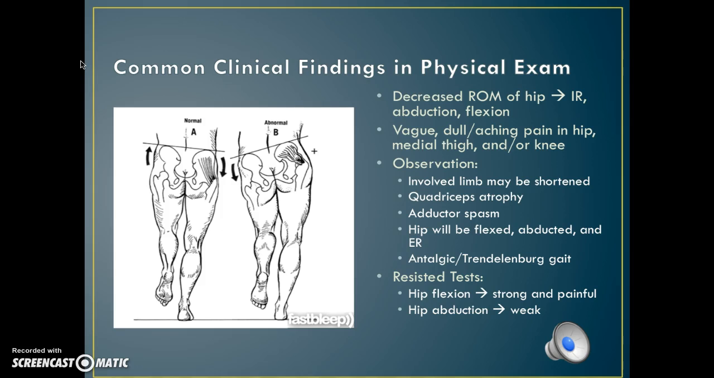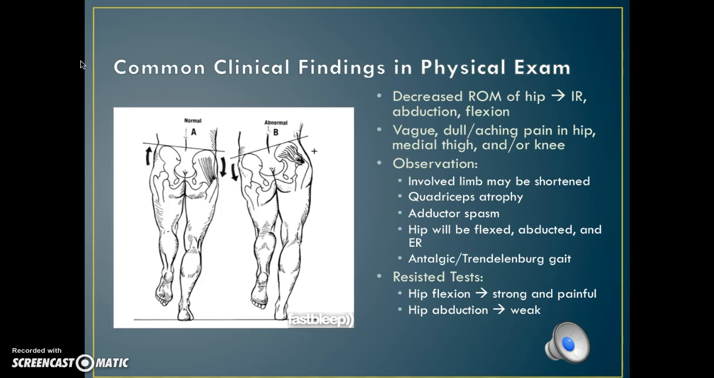Some common clinical findings that you might see when performing a physical exam on a patient with a SCFE injury are decreased range of motion of the hip, especially with internal rotation, abduction, and flexion. They might describe to you a vague, dull, aching pain in their hip, medial thigh, and/or knee, and it will be very nonspecific and global.